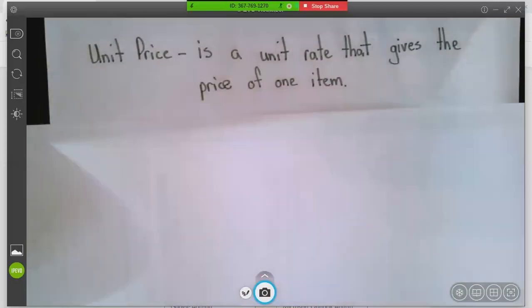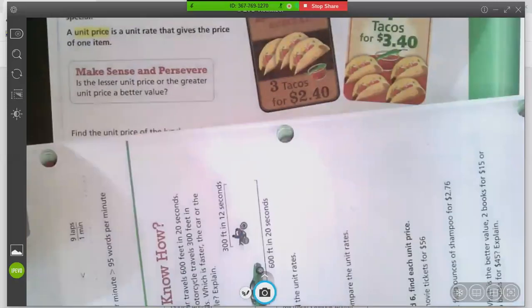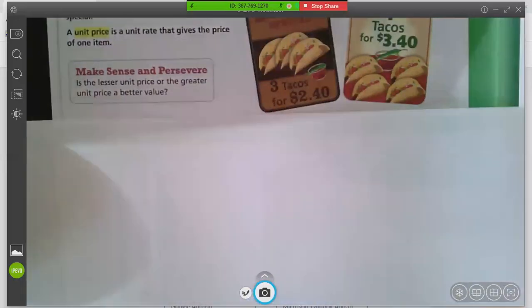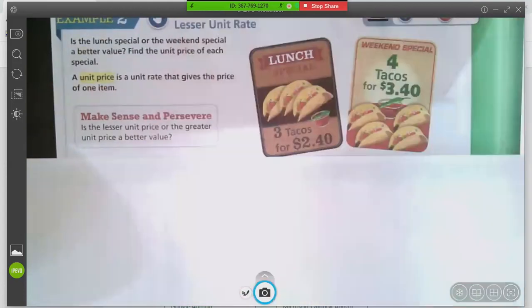So the first one I really like. Now, here we go. We're looking here at a unit price, again a unit rate that gives the price of one item. So, is the lunch special or the weekend special a better value? Find the unit price for each special. I'm sorry I didn't let you see that the whole way.